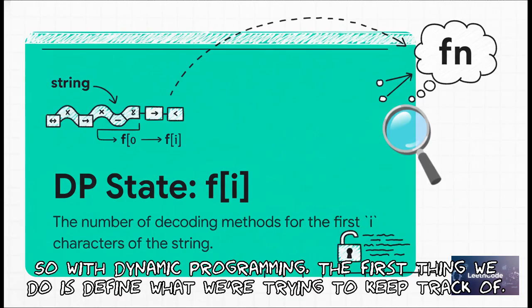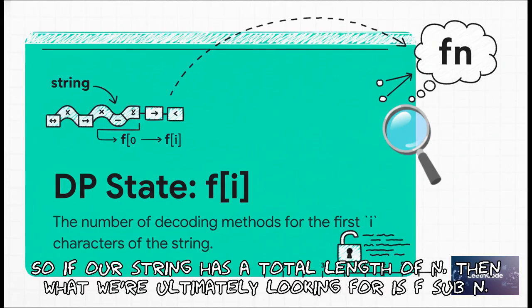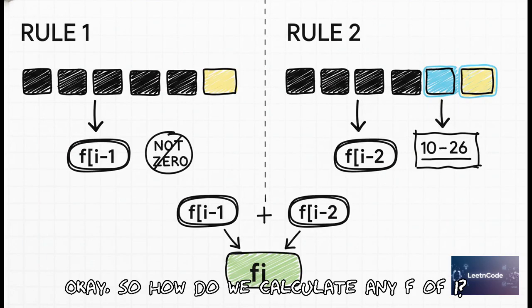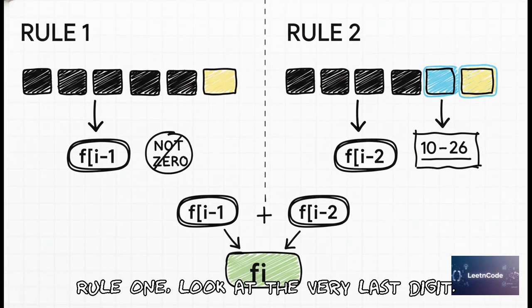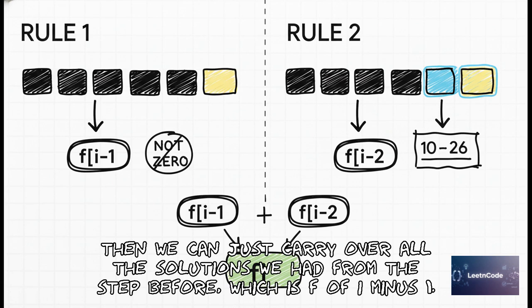So with dynamic programming, the first thing we do is define what we're trying to keep track of. Let's use f of i, or f sub i, to mean the number of ways to decode the first i characters of the string. So if our string has a total length of n, then what we're ultimately looking for is f sub n. That's our final answer. Okay, so how do we calculate any f of i? It boils down to 2 really simple rules. Rule 1, look at the very last digit. If that digit is valid by itself, so anything from 1 to 9, then we can just carry over all the solutions we had from the step before, which is f of i minus 1.